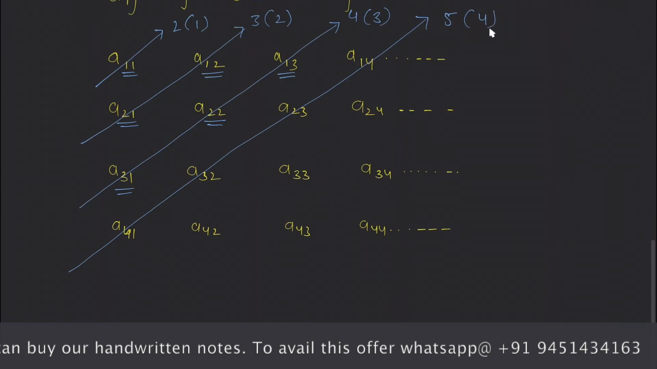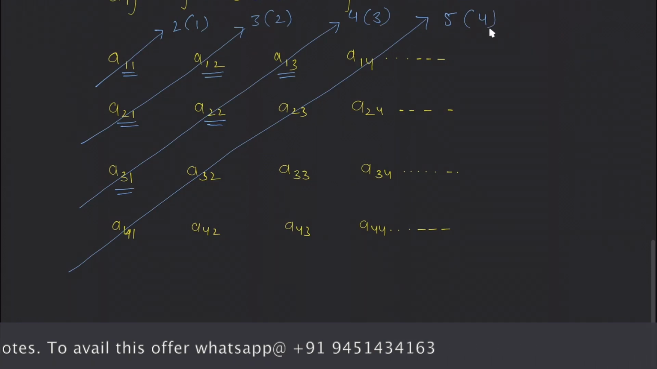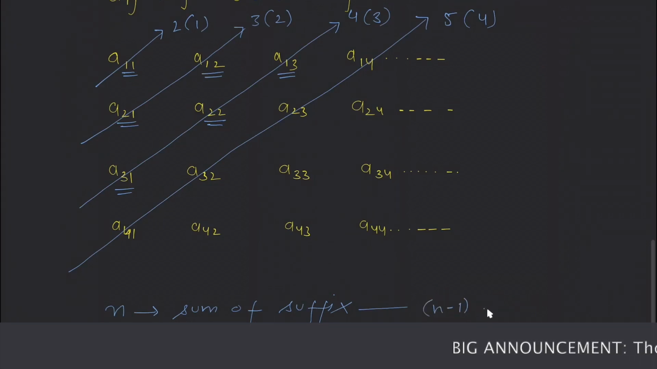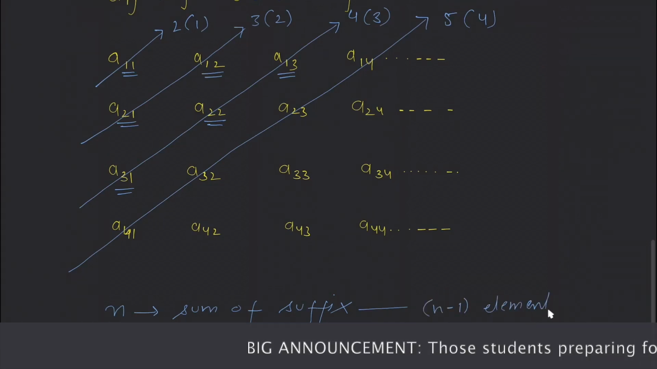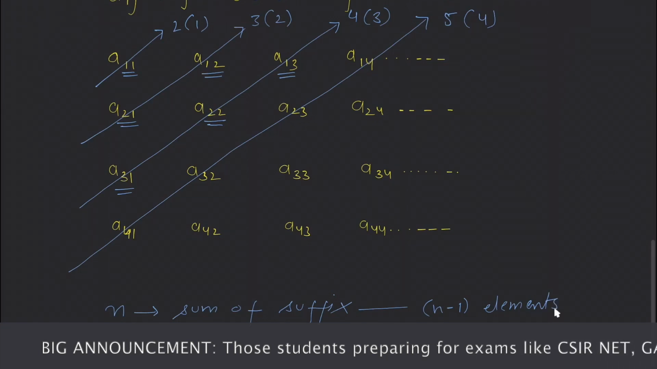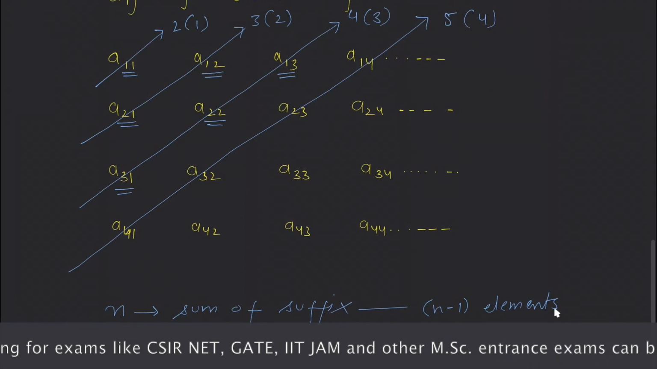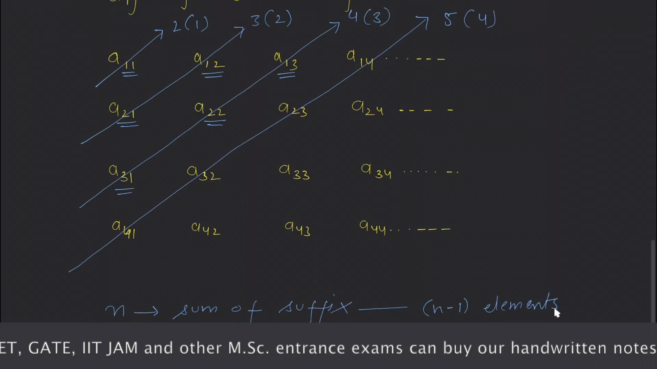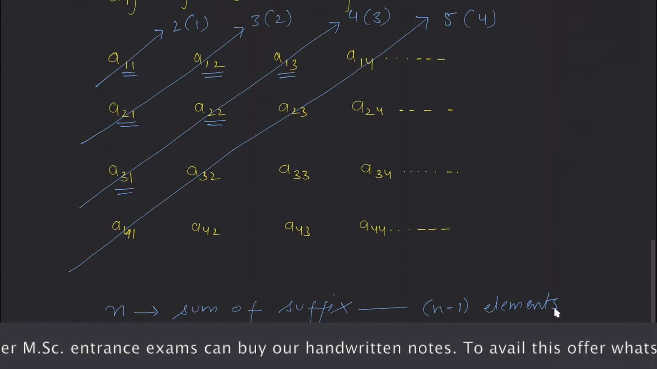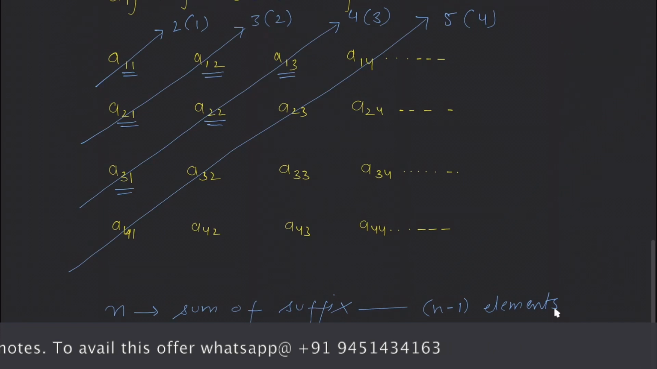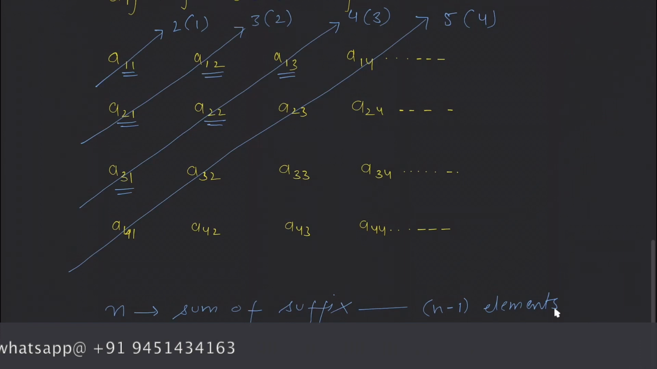Now we can say that if n is the sum of suffix, then there will be n minus 1 elements. So you can see that for every sum of suffix we can find the number of elements. So here we get the idea that we can count the elements. Now what we do is define a mapping from the set of union to the natural number set, and we'll show that the mapping is one-one and onto.